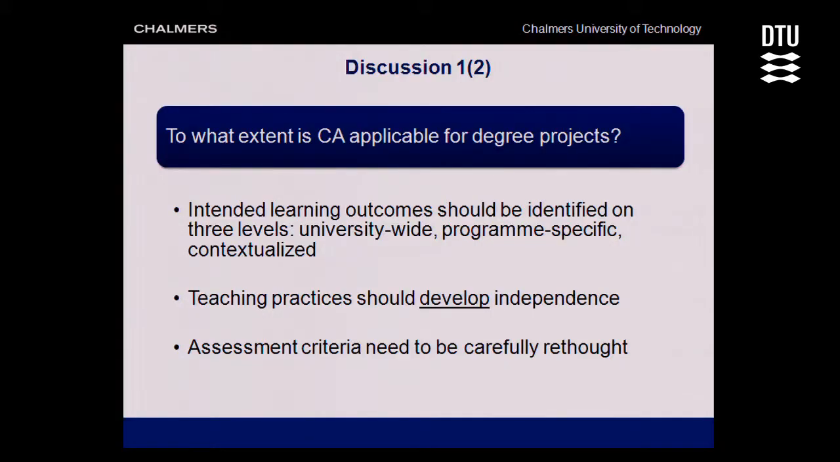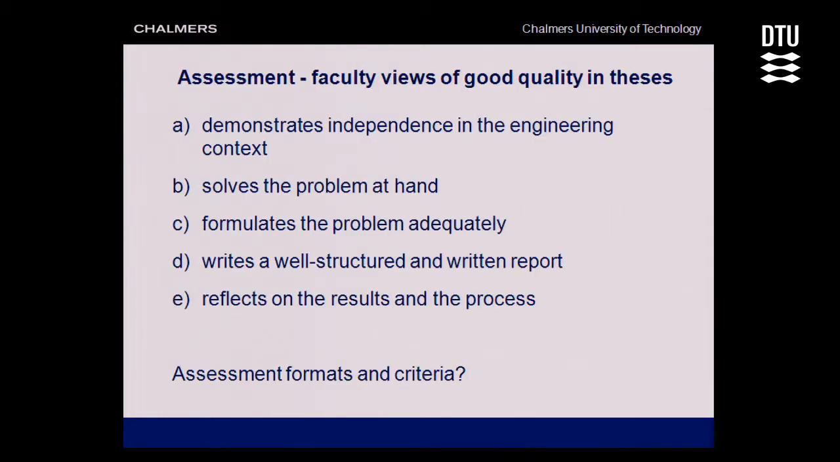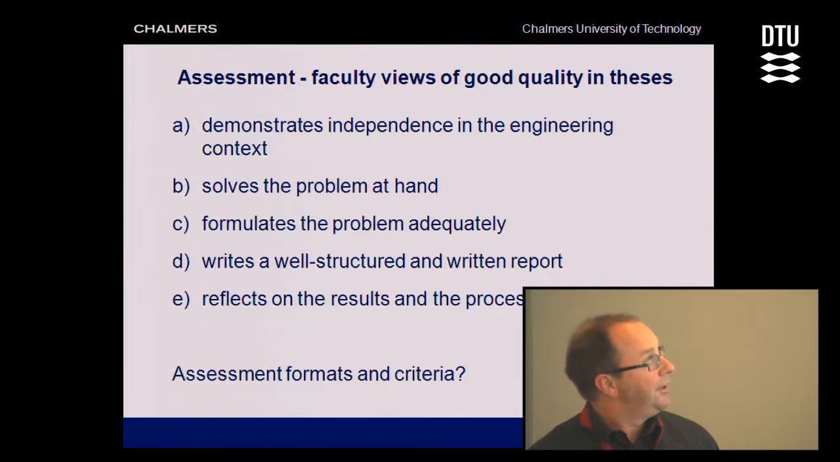So to wrap up then, or maybe we should do this one instead. We asked the faculty what they felt was good quality in a thesis and came up with these five or so things. It should demonstrate independence. But how do we assess that?